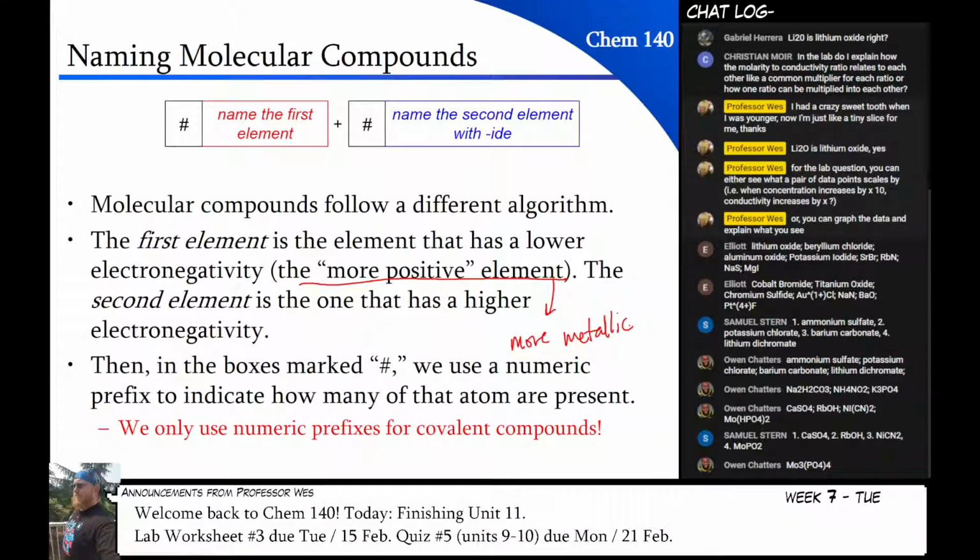Now, none of these are actually going to be metals because we're only using non-metals here. But remember how the periodic table is arranged. Metallic character increases as you go to the left or down. So you're going to pick the element that's the furthest left and down to go first.